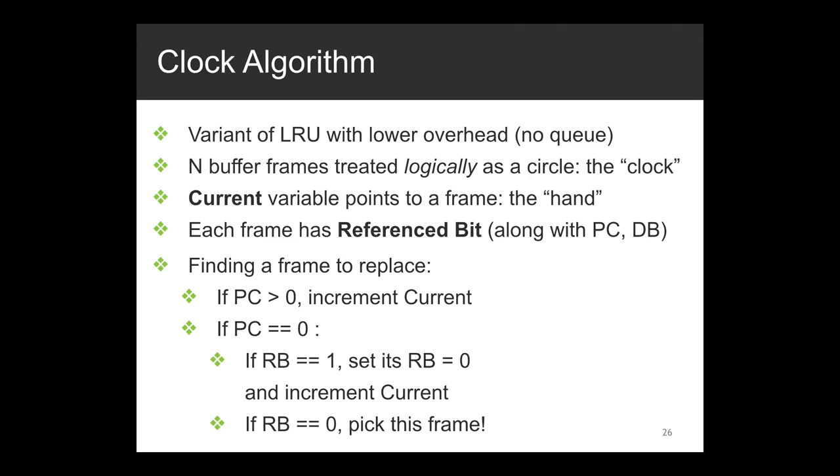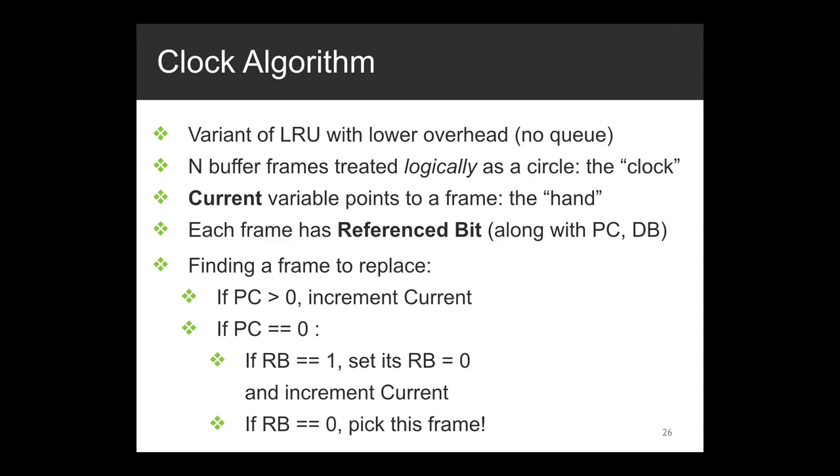So it's the reference bit that allows you to approximate the recency information that the queue provides in the LRU algorithm. This is much easier to implement than the LRU algorithm. This does not guarantee that you will replace exactly the least recently used buffer frame. The LRU algorithm obviously guarantees that. That's why it's called the LRU.